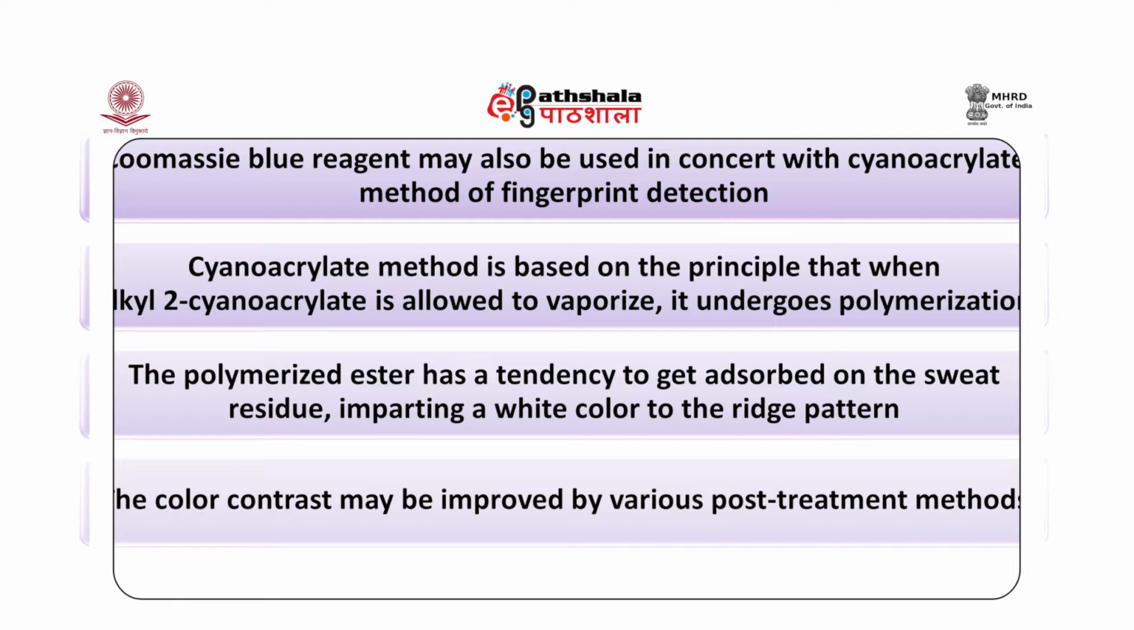The cyanoacrylate method is based on the principle that when alkyl 2-cyanoacrylate is allowed to vaporize, it undergoes polymerization. The polymerized ester has a tendency to get absorbed on the sweat residue, imparting a white color to the ridge pattern. The color contrast may be improved by various post-treatment methods.